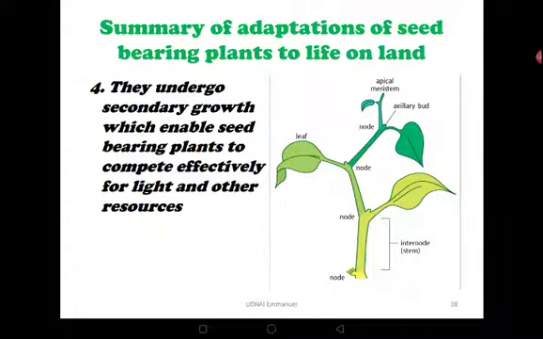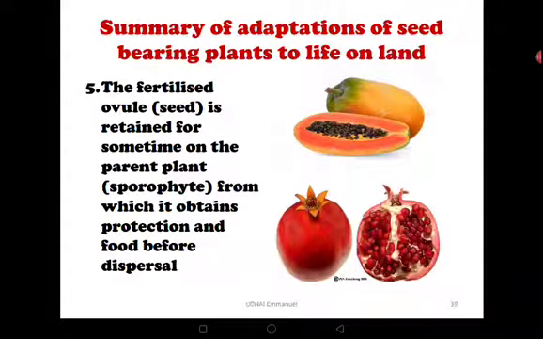Other plants undergo secondary growth, which enables seed-bearing plants to compete effectively for light and other resources. So they grow bigger and larger and longer, so they could easily reach up there and they can support themselves very much. The fertilized ovule or the seed is retained for some time in the parent plant or in the sporophyte, from which it obtains protection and food before dispersal.